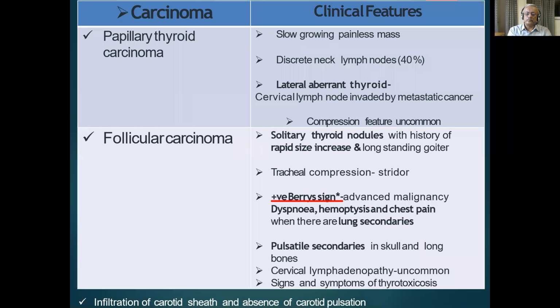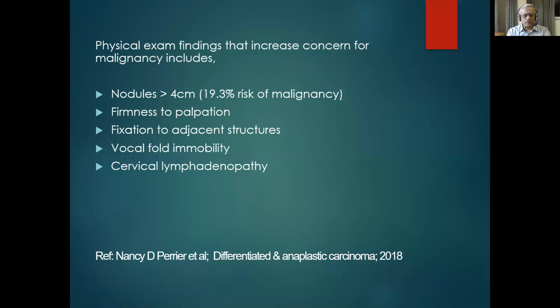Dyspnea, hemoptysis, and chest pain can be seen when lung secondaries are there. Pulsatile secondaries in the skull and long bones can occur due to the invasion of follicular carcinoma through bones. Cervical lymphadenopathy is usually uncommon. Signs and symptoms of thyrotoxicosis will be there. Is that common?